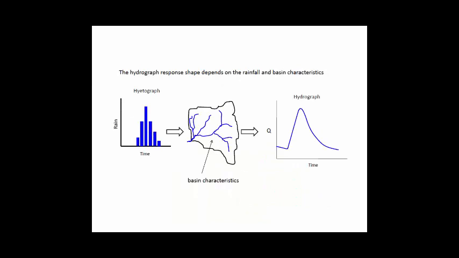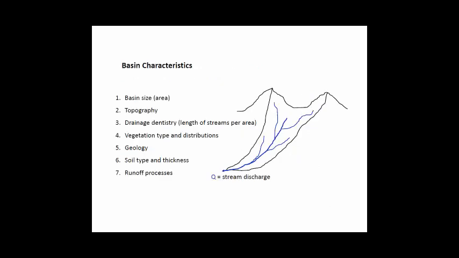So summarizing, the hyetograph is the rainstorm. Depending on the basin characteristics is the hydrograph. The basin characteristics would be issues or features such as the basin size, topography, the length of the streams per the area, or drainage density, vegetation type and distributions, geology, soil type and thickness, and of course the runoff processes.